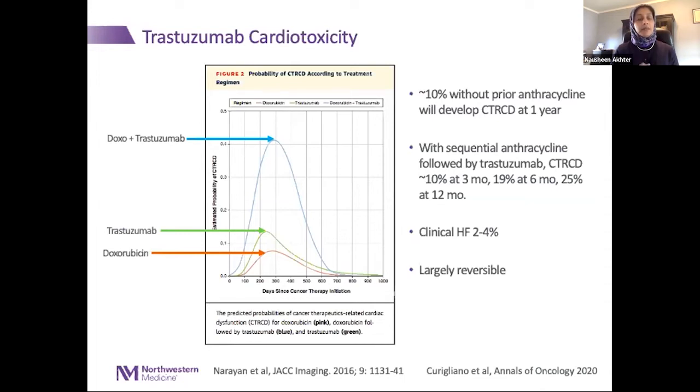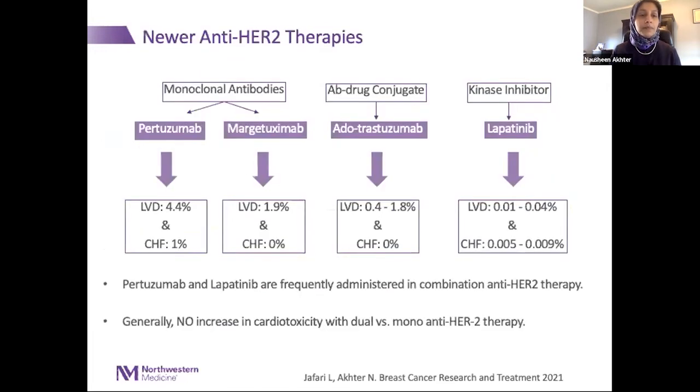Clinical heart failure is not common with trastuzumab. It's in a range of 2 to 4%, and generally this is thought to be reversible with cessation of therapy. There are many new anti-HER2 therapies now, and here I've listed that the LV dysfunction and heart failure rates are much lower with newer therapies. Pertuzumab and lapatinib are frequently administered in combination anti-HER2 therapy. Generally, we do not see an increase in cardiotoxicity with dual therapy versus mono anti-HER2 therapy.